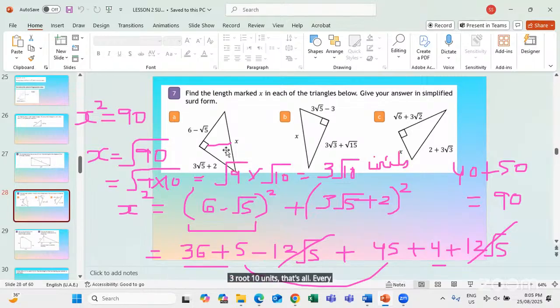Every answer should be in the most simplified form. You can apply the FOIL method to expand the brackets.